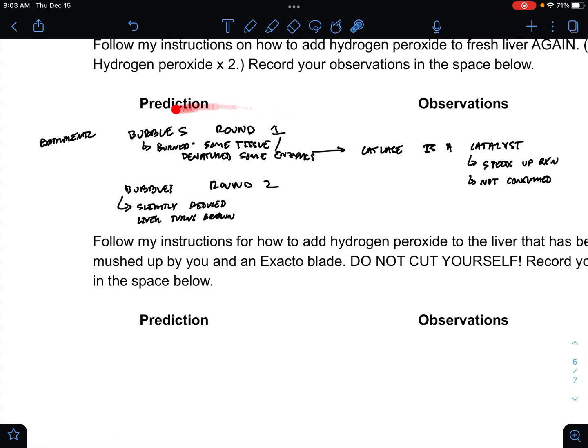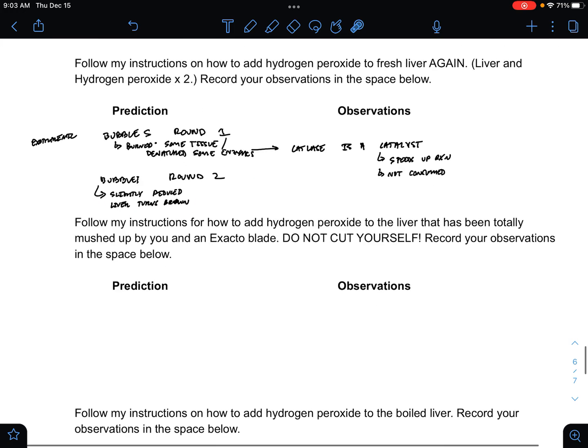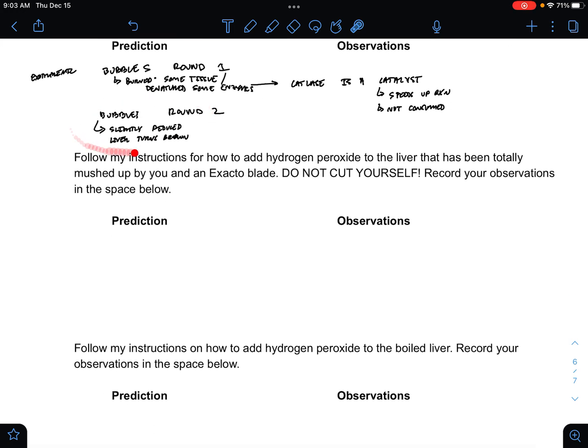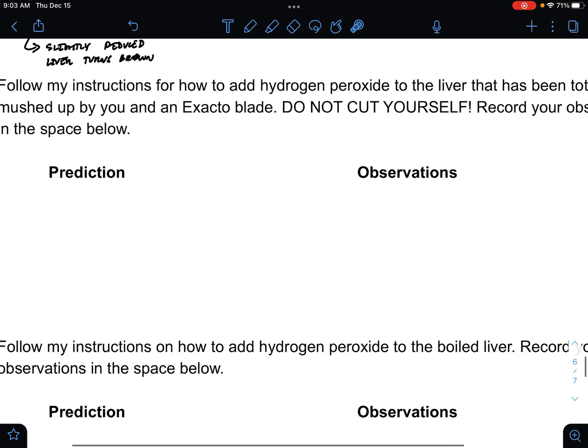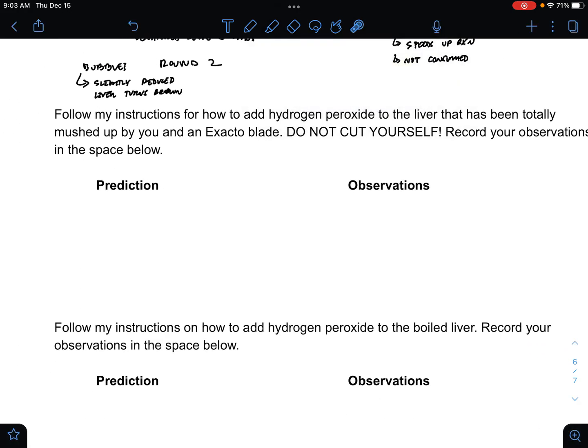Okay, but if this is not a strongly exothermic reaction, or we just add tiny little bits of hydrogen peroxide at a time, we should have no damage to the catalase, and we should be able to keep adding more and keep getting more and more bubbles. But if we add too much, we run the risk of denaturing the enzyme, breaking it apart because of the heat released. Okay, in this third iteration of the experiment, I had you cut the liver up.